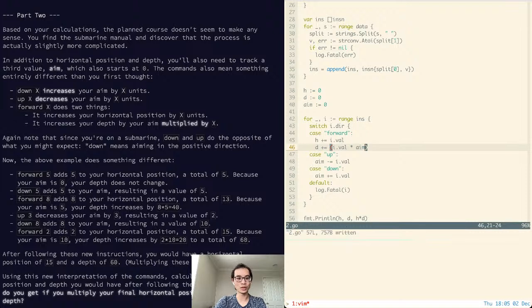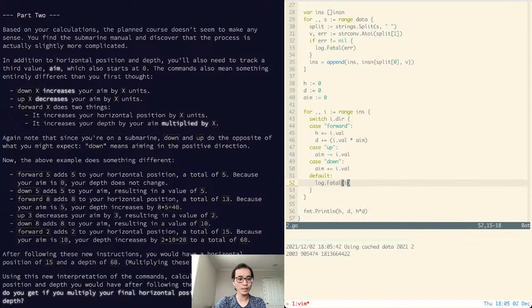Again, note that you're on a submarine. Down and up do the opposite of what you might expect. Down increases, yep, cool, that's fine. Down means aiming in the positive direction. Now the above example does something different, etc.